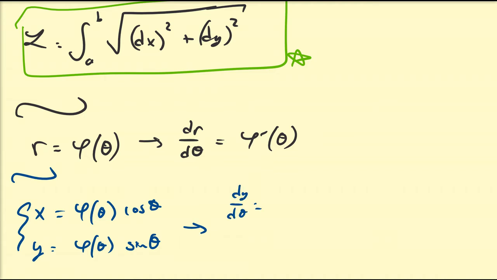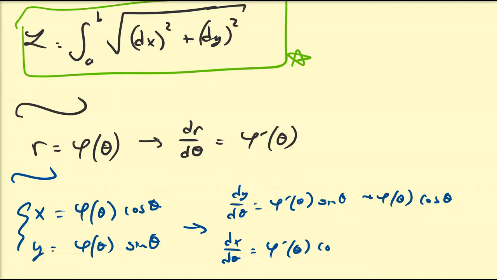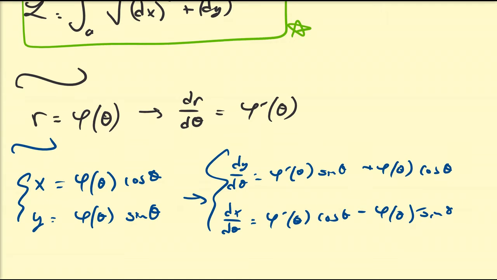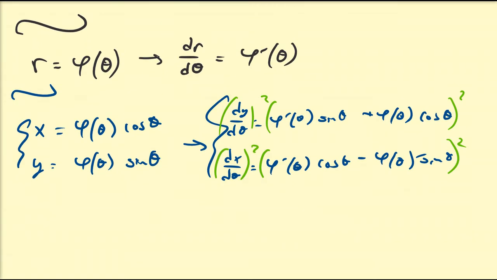So dy d theta is going to be equal to phi prime theta times sine of theta plus phi of theta cosine of theta, and then we have dx d theta is equal to phi prime of theta cosine theta minus phi of theta sine theta, right? So that's our equivalent differential system. All right, so the next thing I'm going to do is square each of these expressions. So what is that going to give me?